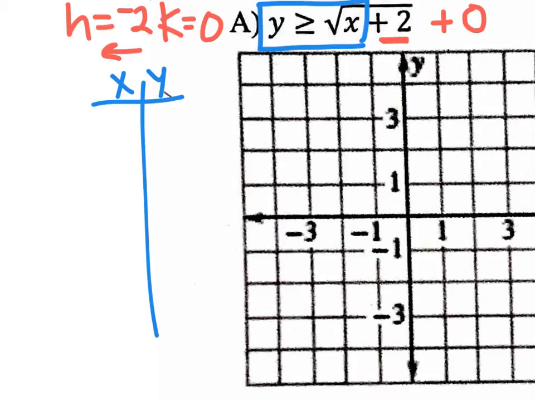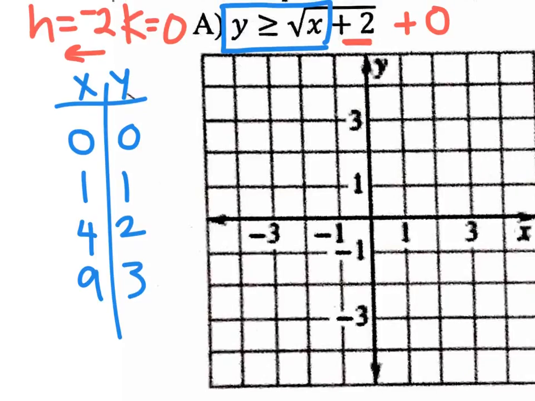For example, let's plug in 0. The square root of 0 is 0. Plug in 1. The square root of 1 is 1. Plug in 4. The square root of 4 is 2. Plug in 9. The square root of 9 is 3. And if we plot these points, let's plot the 0, 0. That's at the origin. And then we plot 1, 1. And then we plot 4, 2. 1, 2, 3, 4, and up 2. There it is. Now the 9, 3 is off the graph, but I'm not going to do that.